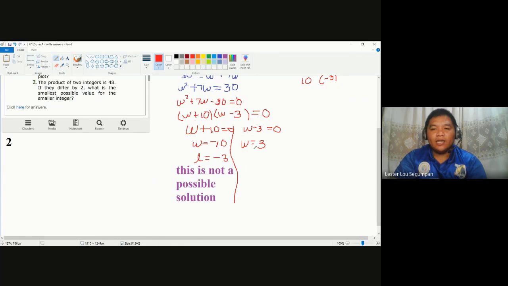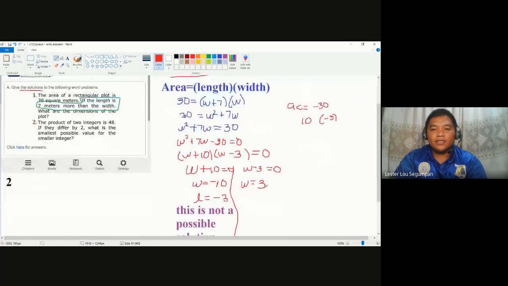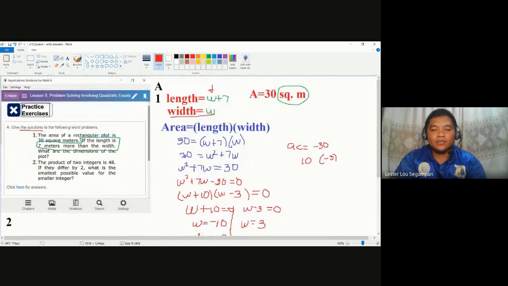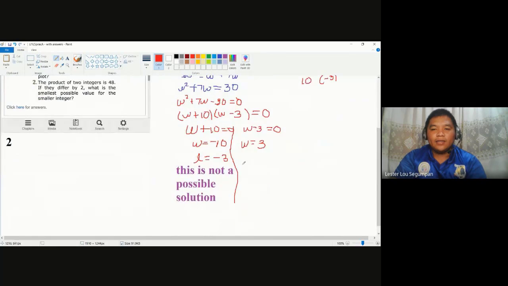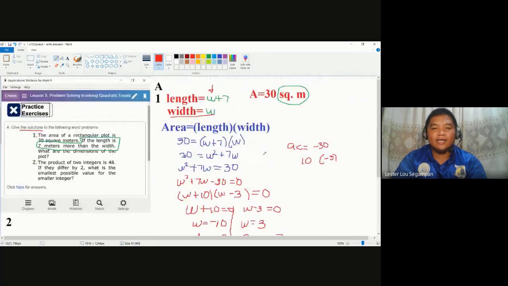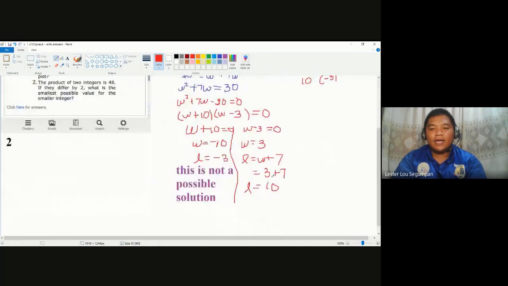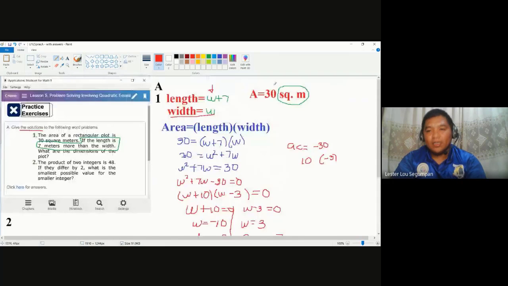Since it's positive already, and that is the width, which is equal to 3, the length for that is W plus 7, which is 3 plus 7 equal to 10. This is now the measurement of the length. Both of them are positive, so they are possible values for a distance. And when you multiply them to get the area of the rectangular plot, 10 times 3 is equal to 30, and using the units, square meters.